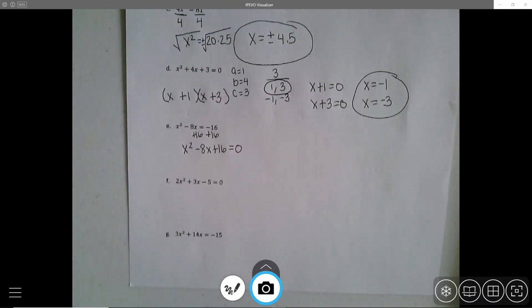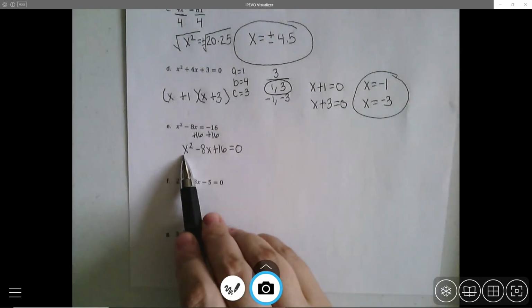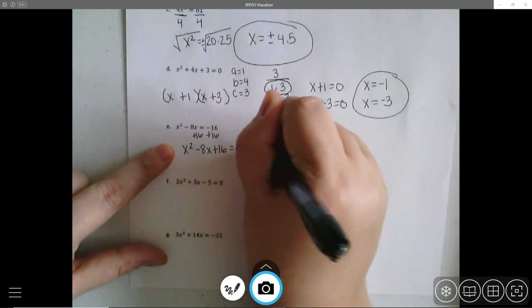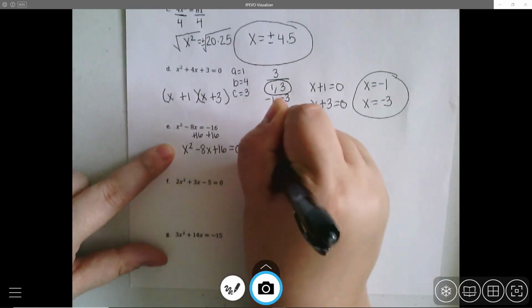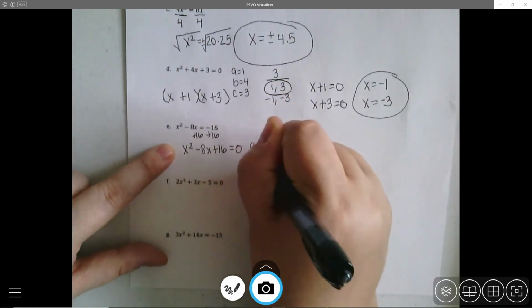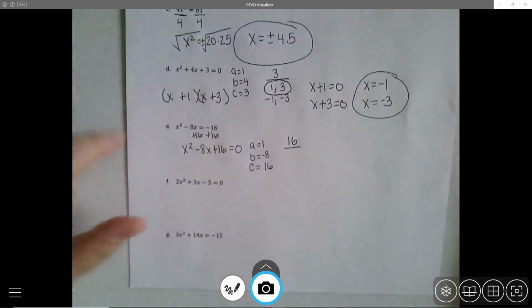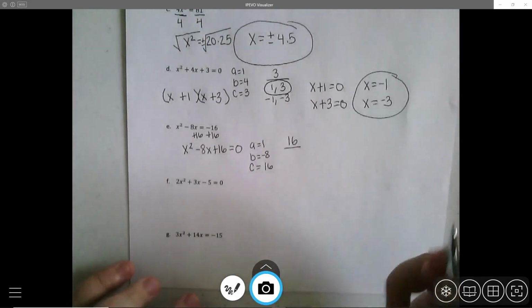Again, there's no GCF. It looks exactly like D. So this is the same thing as D. It's a trinomial, and A equals 1 because there's nothing in front of x squared. So A equals 1, B equals negative 8, C equals 16. I'm writing out my factors of C. Since C is positive, my factors are either both negative or both positive.